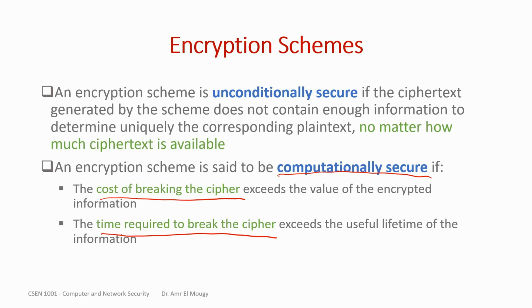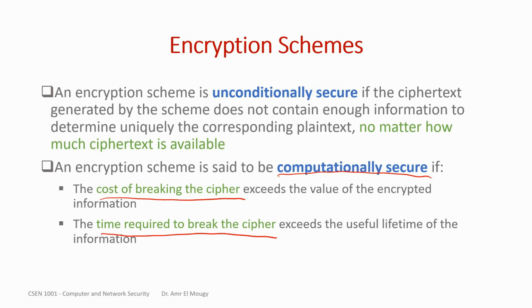Okay? Or the time required to break the cipher exceeds the useful lifetime of the information. That means the information, let's say, is useful only for 30 seconds, but it takes 35 seconds to break the cipher. Then you're okay, because after 30 seconds, we say that the information is obsolete. It's no longer useful. Okay? So if the time required to break the cipher exceeds the useful lifetime of the information, you are actually okay. It is also computationally secure.